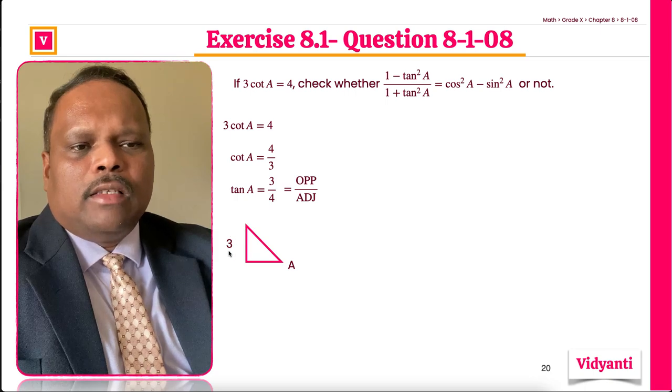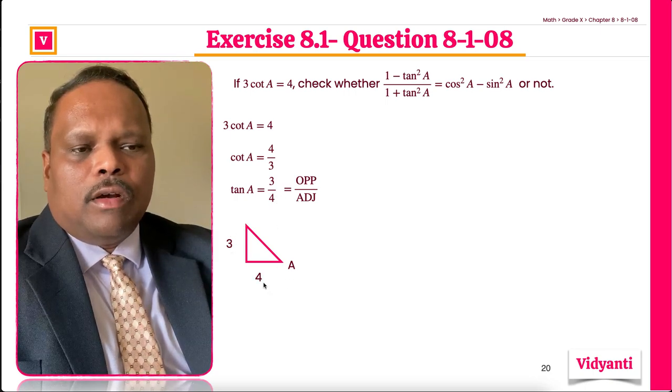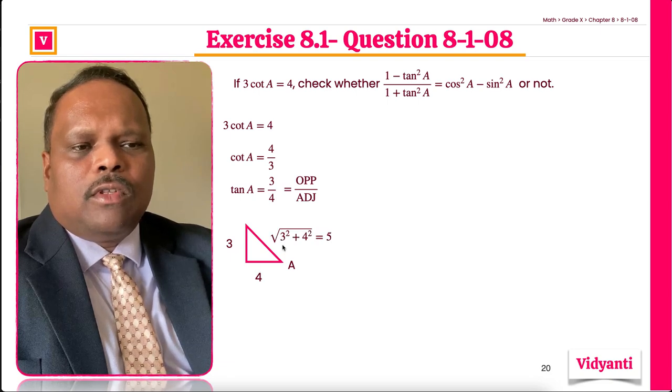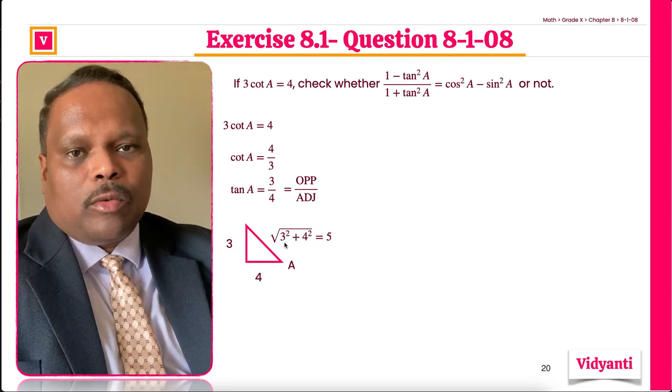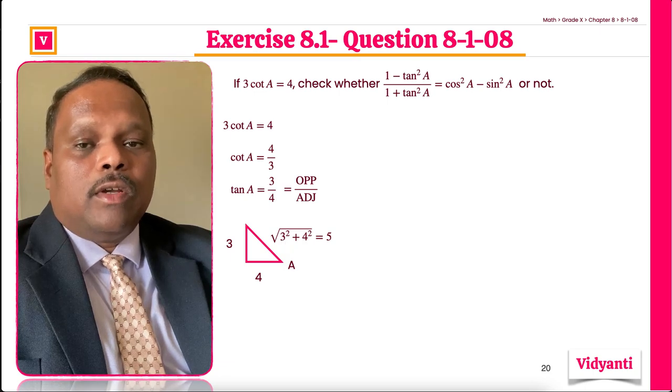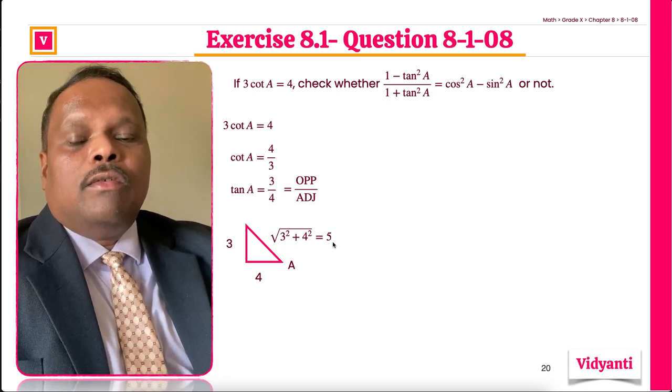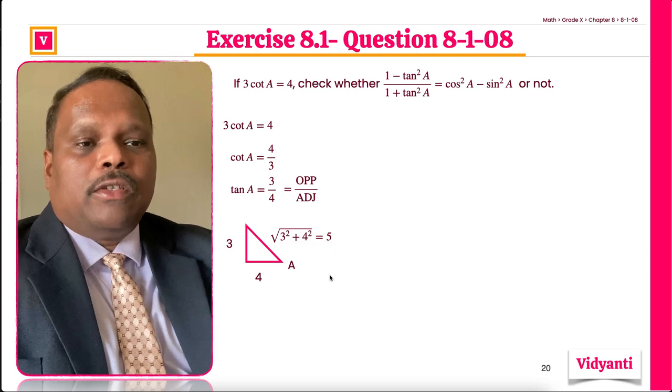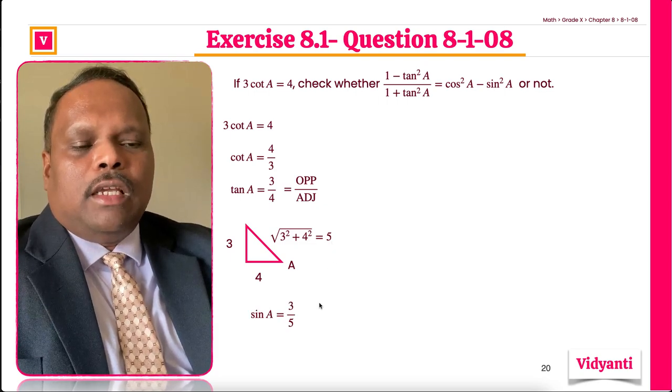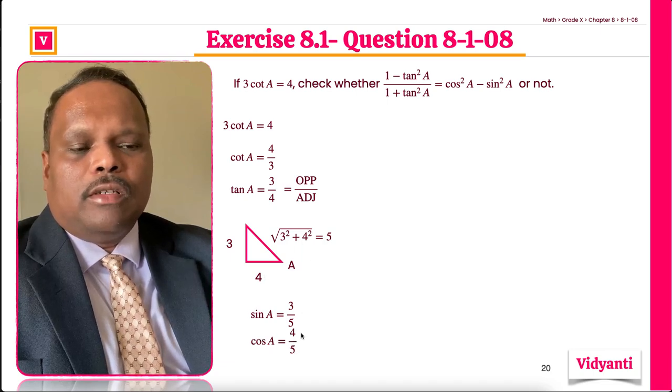So, I will mark this as 3, which is opposite, and adjacent has to be 4, which I will mark as 4. Now, if it is 3 and 4, the hypotenuse will come out to be the square root of 3 square plus 4 square, which is root 25, which is 5. Remember, we are using Pythagoras theorem. So, now sine A is equal to opposite over hypotenuse, 3 by 5. Cosine A is adjacent over hypotenuse, which is 4 by 5.